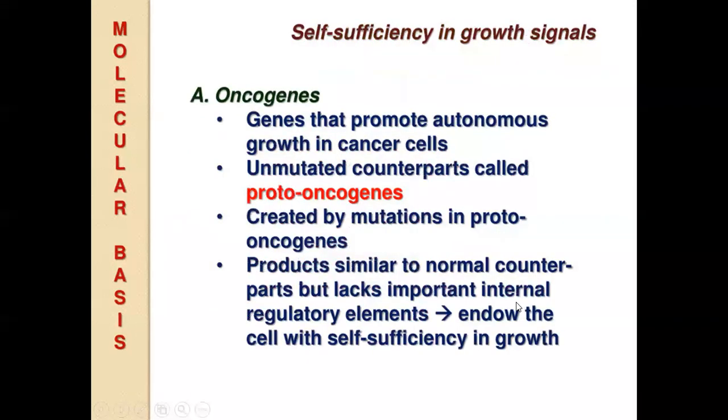First of all, we discuss self-sufficiency in growth signals. What is an oncogene? The genes that promote autonomous growth in cancer cells, and their unmutated counterpart is called the proto-oncogenes. Oncogenes are created by mutations in the proto-oncogenes. The product is similar to the normal counterpart but lacks important internal regulatory elements, which empower the cell with self-sufficiency in growth.